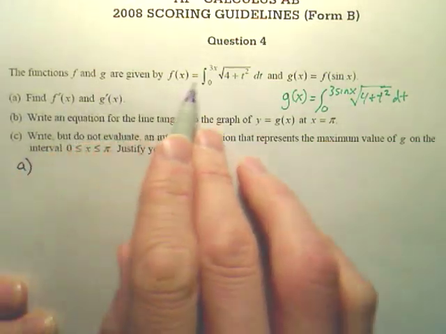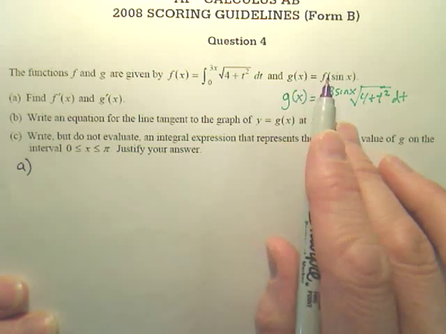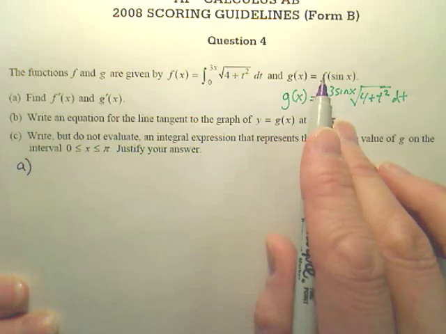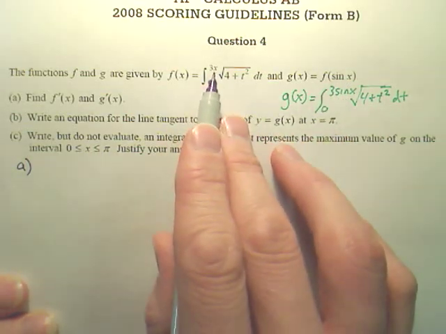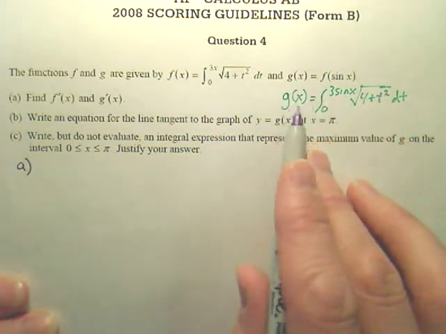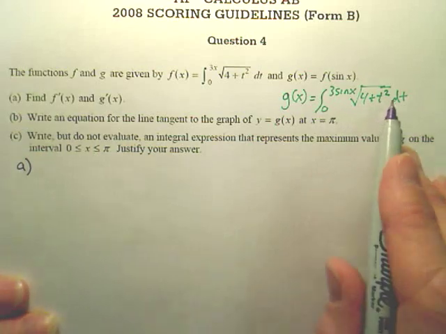Now, for this problem, this is f of x, this is g of x. g of x says f of sine x. So all this is saying, f of sine x, is saying go back to f, and wherever there's an x, put sine x. So this is a lot easier form of g of x. I'd actually write this out so that you see what the new form is.